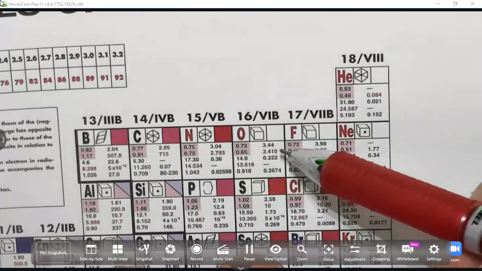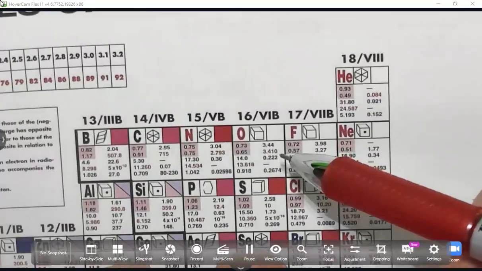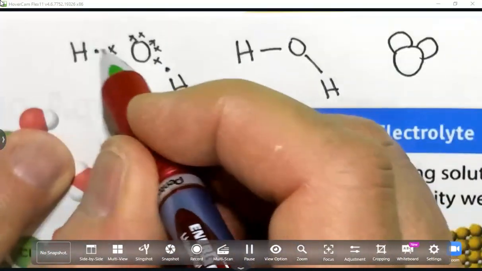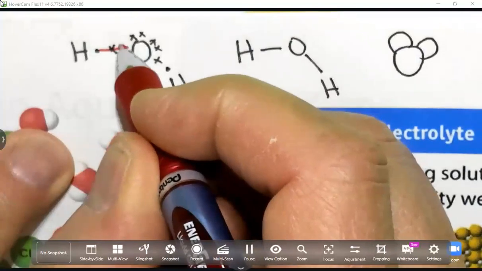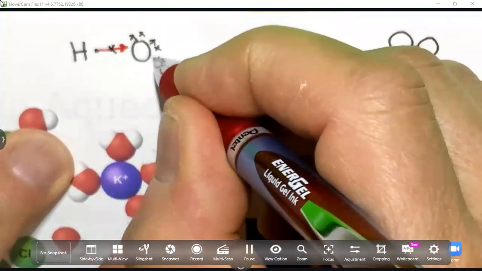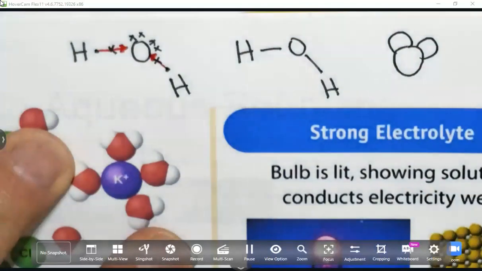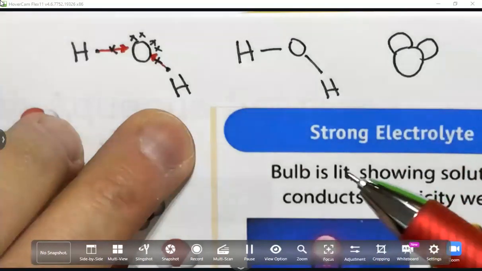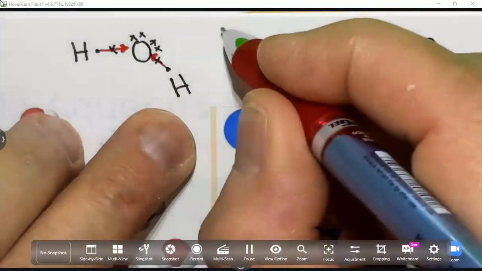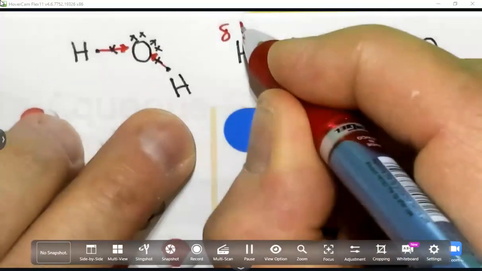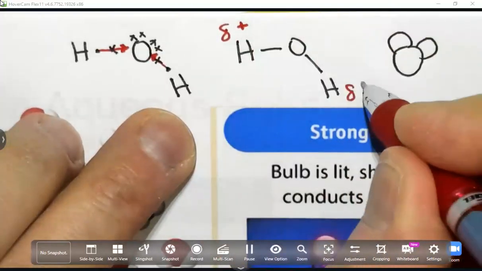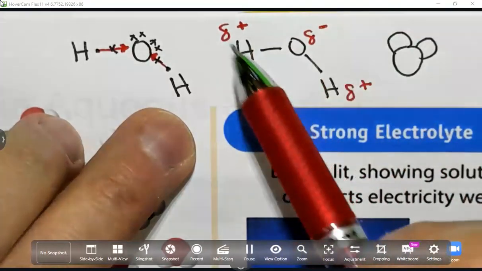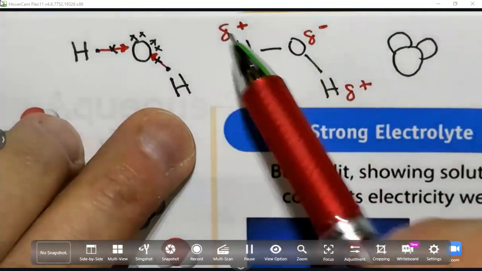Which one wins? Oxygen. So what happens is this electron here is pulled towards the oxygen more. This electron here is pulled towards the oxygen more. So if the electron is pulled away from hydrogen, we know that the hydrogen is more positive. We call that a dipole coming up. Hydrogens are going to be positive, and the oxygen is going to be negative. Now, how do you make this symbol? You do an 8 with the top right missing.